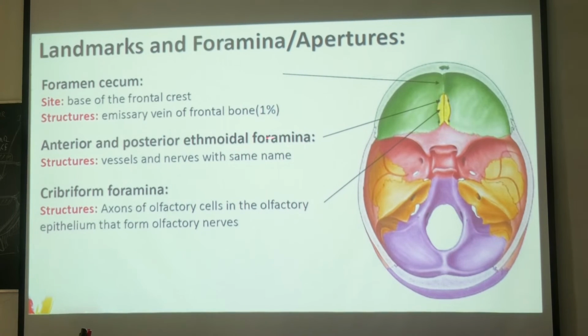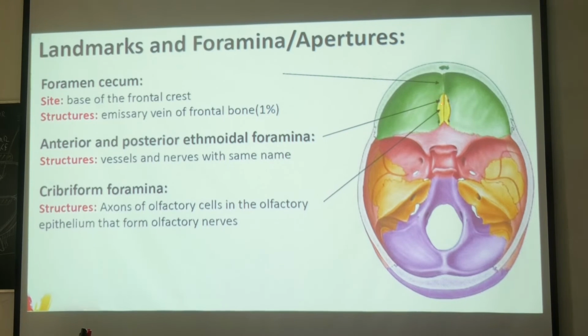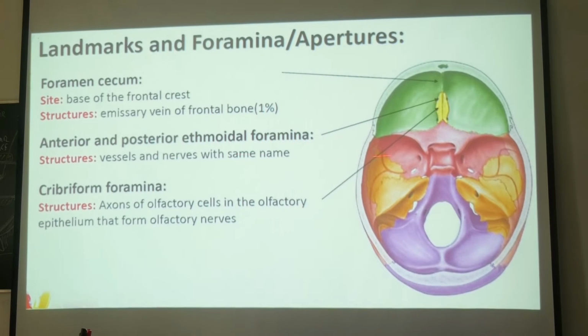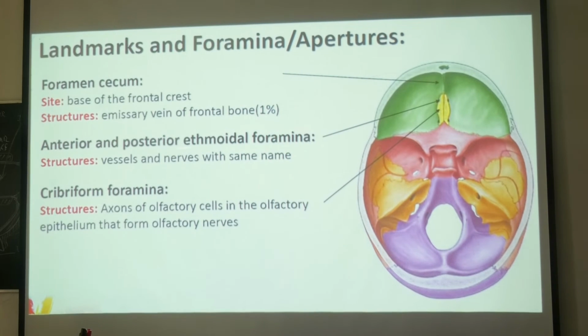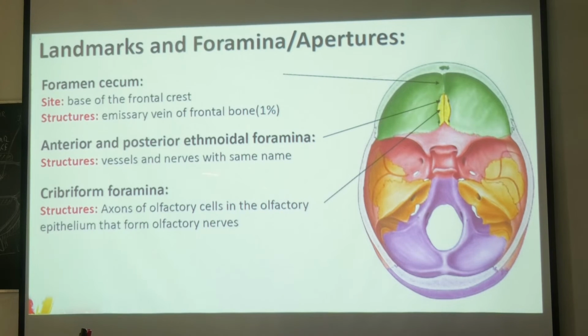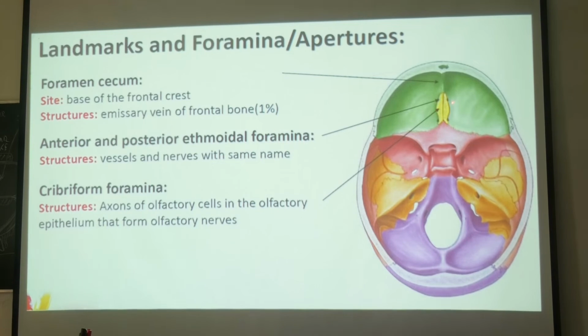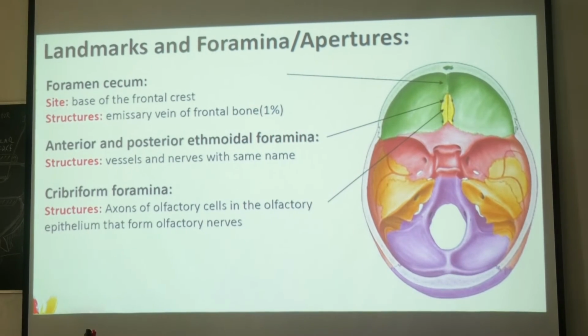Next are the anterior and posterior ethmoidal foramina. Here are the locations of the anterior and posterior ethmoidal foramina. They give passage to the vessels and nerves of the same name, that means the anterior and posterior ethmoidal vessels and nerves. Next is the cribriform foramina. On two sides of the crista galli are the cribriform plates. Within the plate there are multiple foramina. These are known as cribriform foramina. The axons of the olfactory cells in the olfactory epithelium form the olfactory nerves. These olfactory nerves pass through these cribriform foramina.